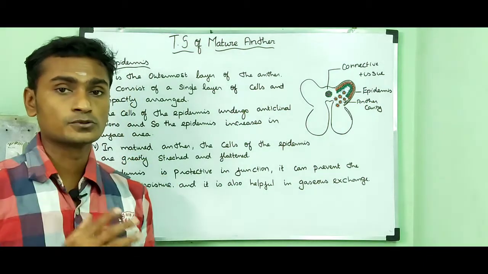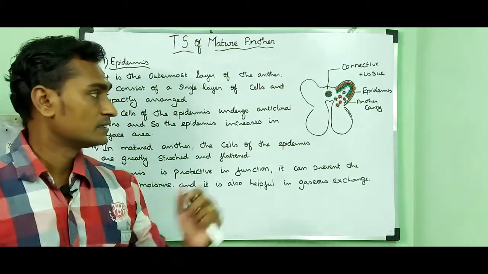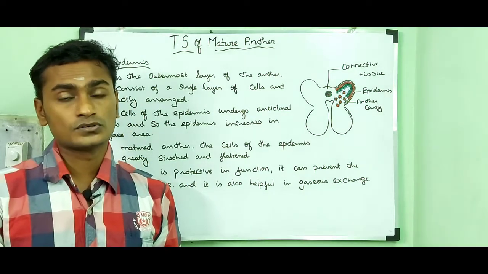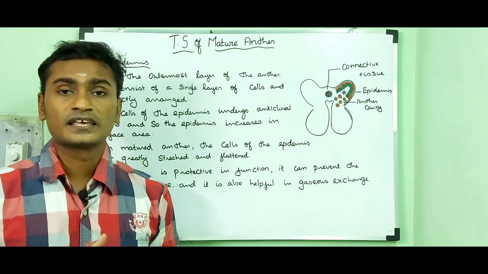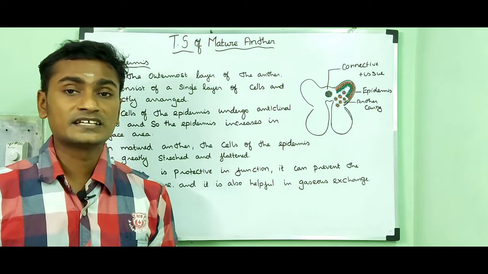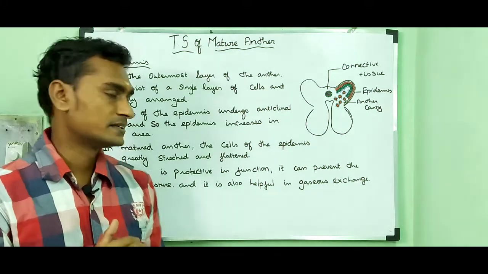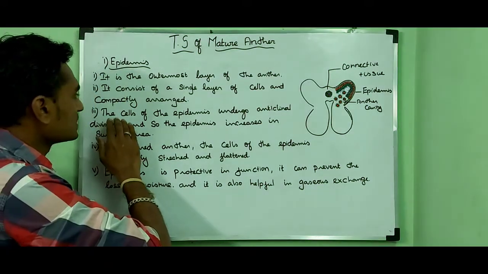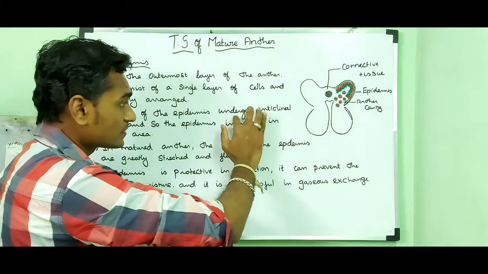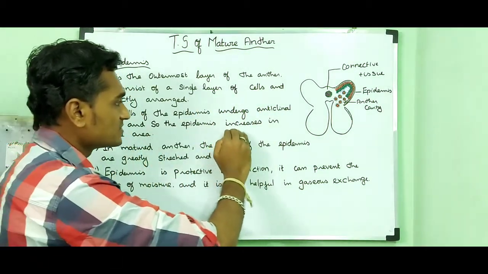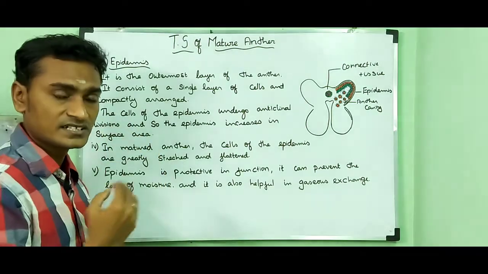Remember this point well. Please remember this point. It exists from a very early stage. The epidermis exists from a very early stage and it is not derived from primary parietal layer. The third point: cells of the epidermis undergo anticlinal division and so the epidermis increases in surface area.